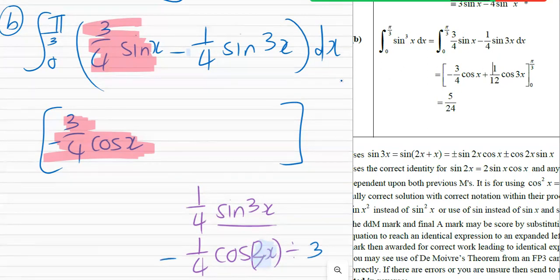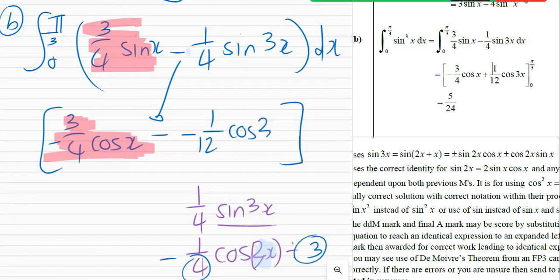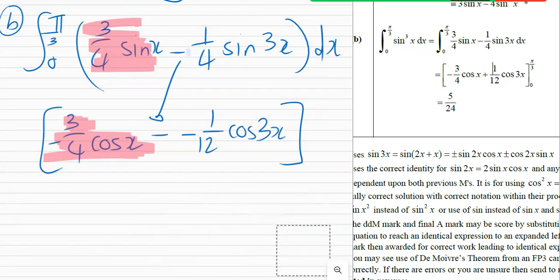Sine goes to negative cos. So if I put that in here, this negative was already here. So it's negative 4 times 3 is 12, because we divided by the 3, and then cos 3x. Okay, good. A negative and a negative is a positive, so that should work.